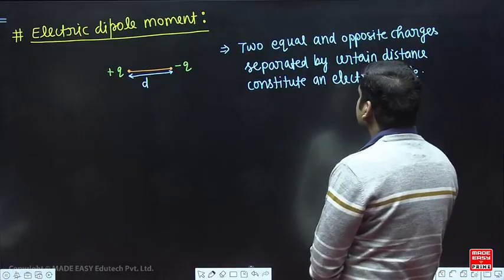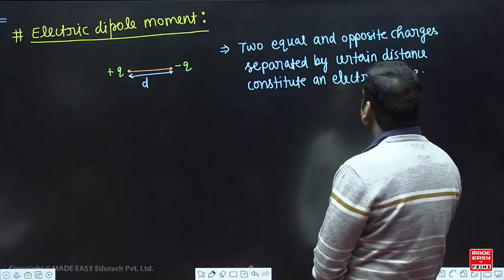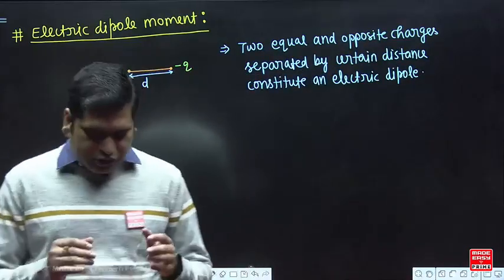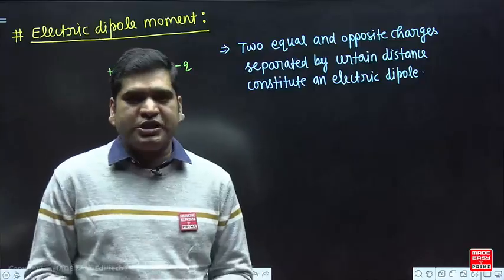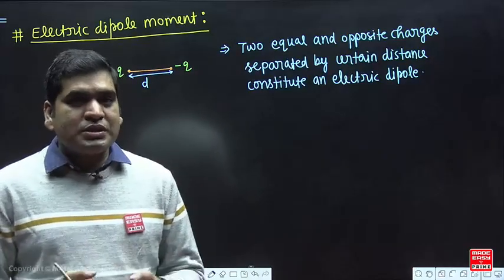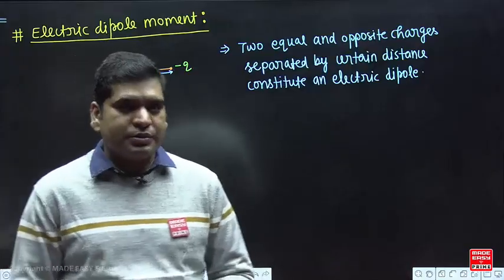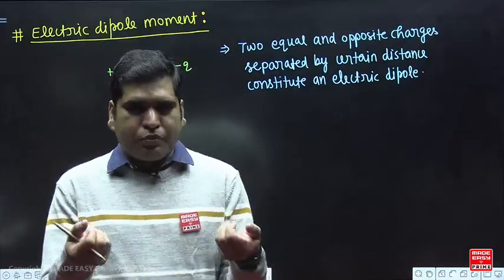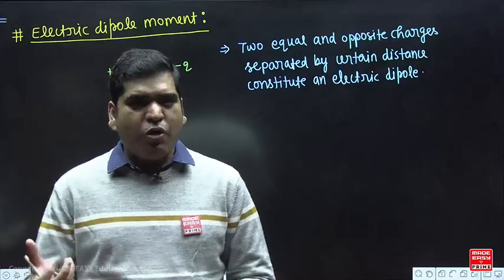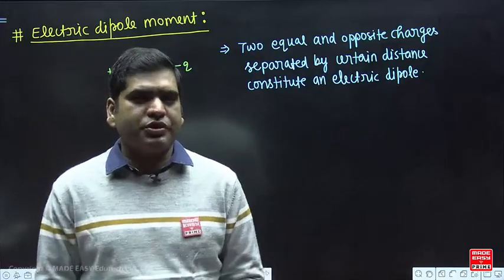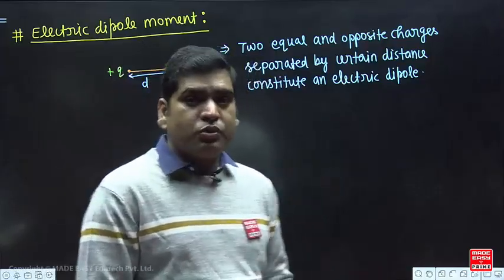Two equal and opposite charges separated by a certain distance constitute an electric dipole. Now we define a quantity that is known as electric dipole moment. What is the electric dipole moment? Basically it will measure how much is the polarization of the material. So polarization means separation of positive and negative charge. So how much charge is being separated and what is the distance of separation? This will tell us about the polarization.